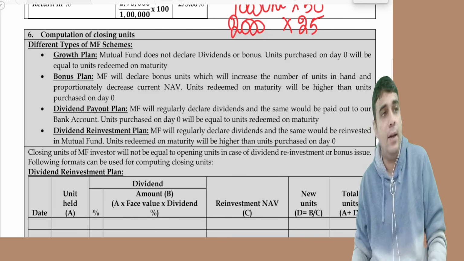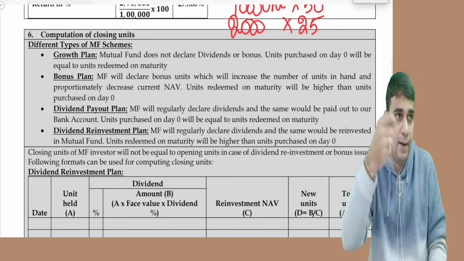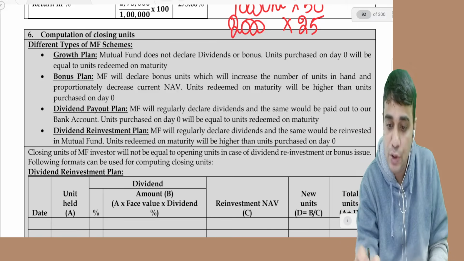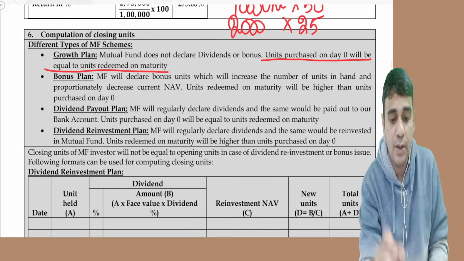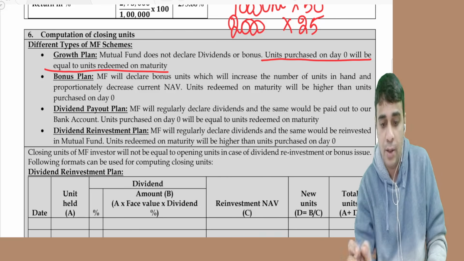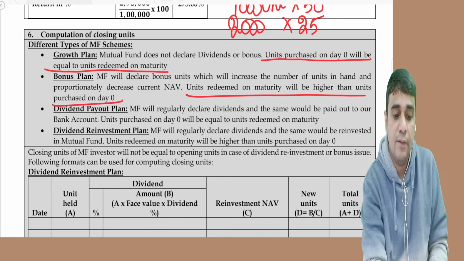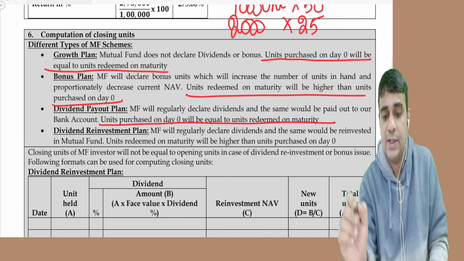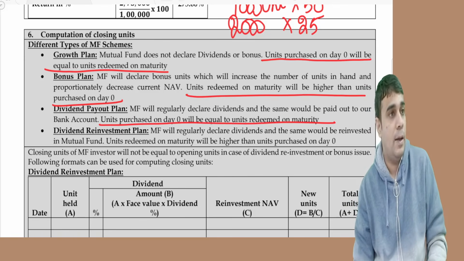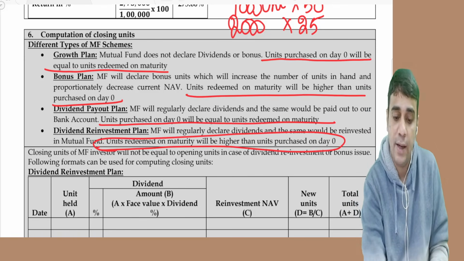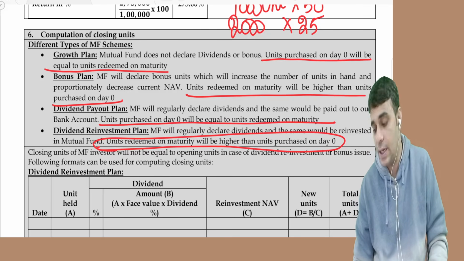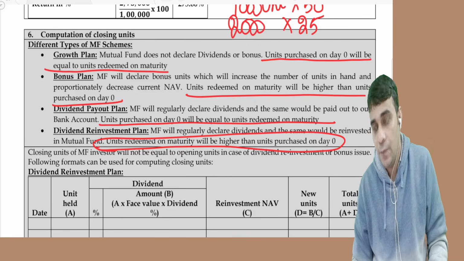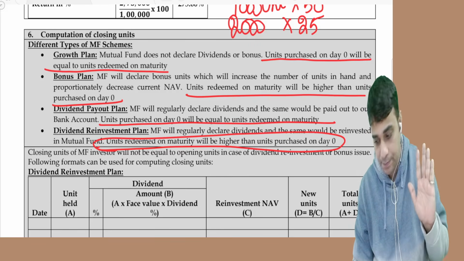Third one, which I've already explained: one is called dividend payout plan, and second is dividend reinvestment plan. What is a payout plan? In a payout plan, I pay dividends to you. You start with 1,000 units, end with 1,000 units. Most important part is this: units purchased on day zero equal units redeemed on maturity. In reinvestment, units redeemed on maturity will be higher than units purchased on day zero. How is it higher? Last question: 300 units became 354. Any doubts on the concept?